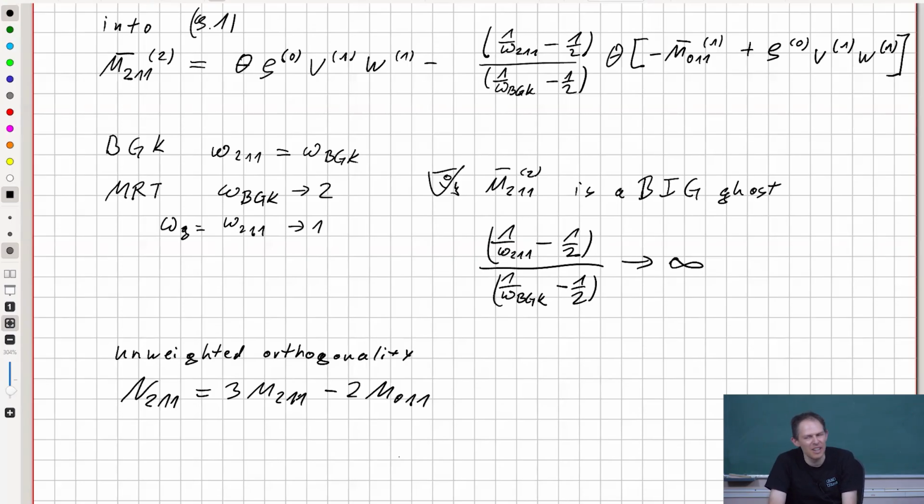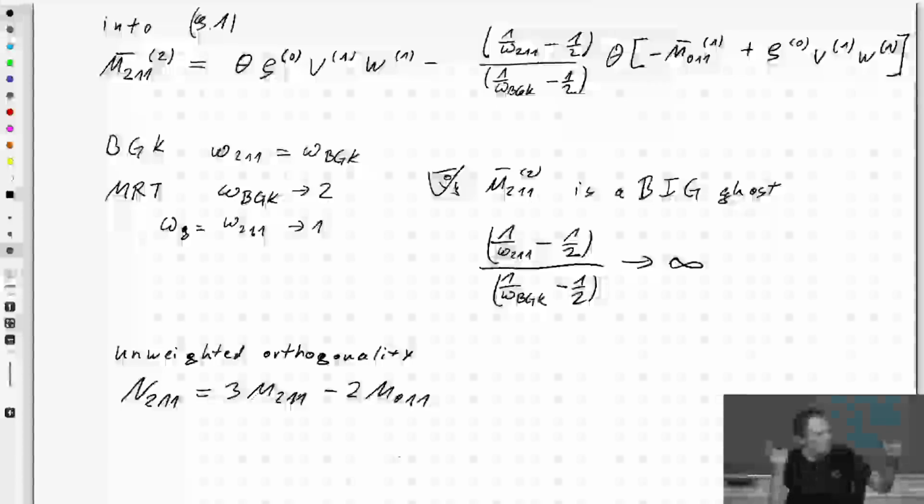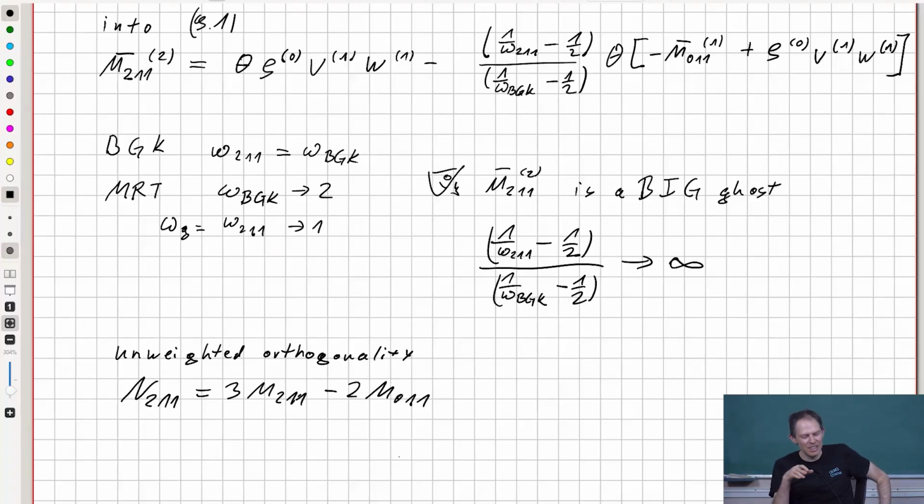Okay, I did not derive this myself. What I did, I asked one of the French theoreticians who did all the invention of these methods to give me a matrix for this lattice. They said you have to orthogonalize like this, and I did not question this. You can now check whether this is orthogonal to all the other moments. Unweighted orthogonal. So N211 is just 3N211 minus 2N011.